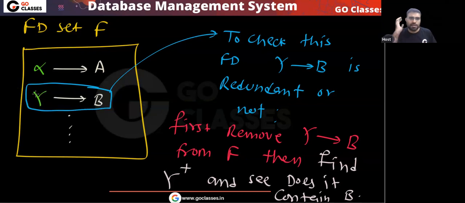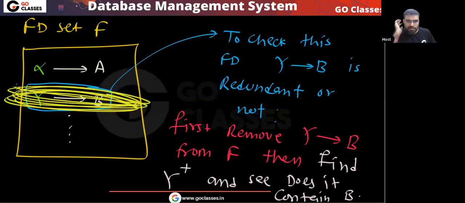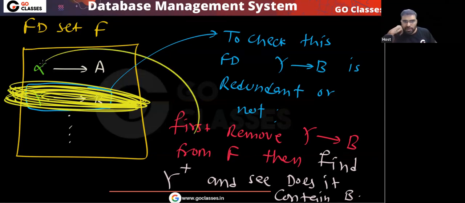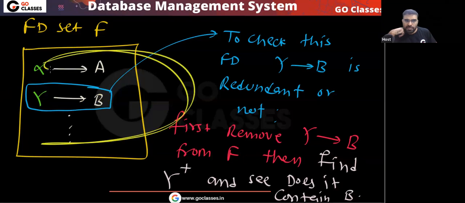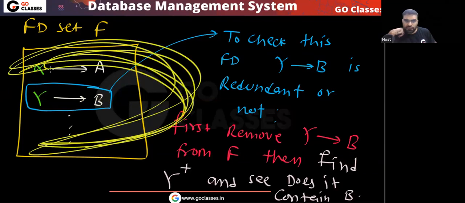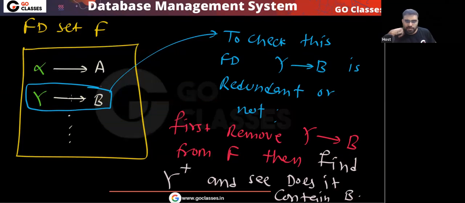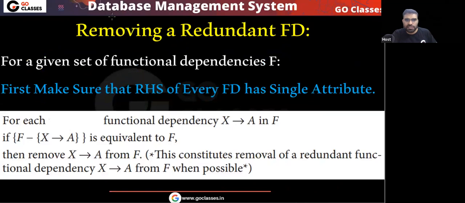Just think about it. I remove this; let's assume this is gone. In the remaining, if gamma plus contains B, it means gamma can determine B. Then can I say this is redundant? If in the remaining FDs gamma can determine B, then this is redundant. Yes or no? Is this clear? So this is the definition.